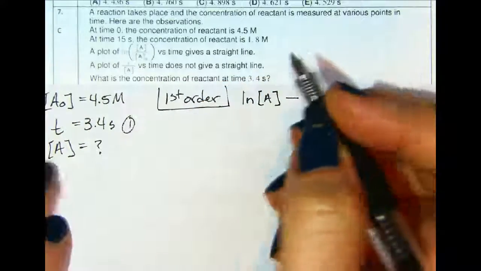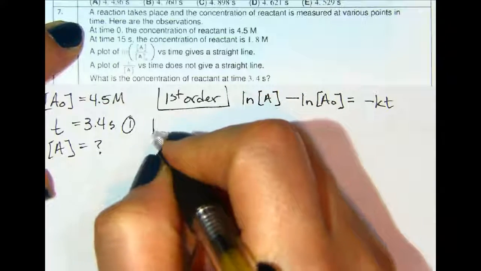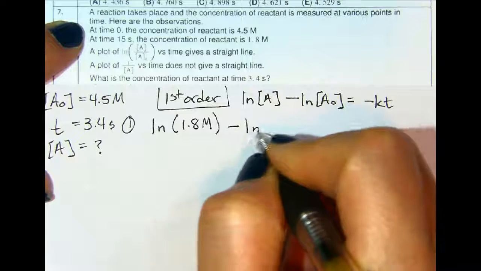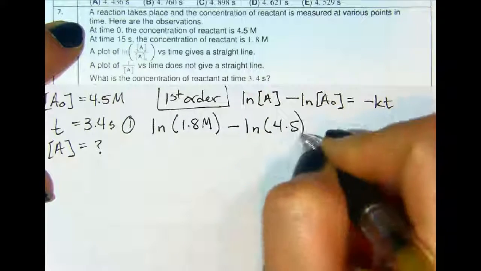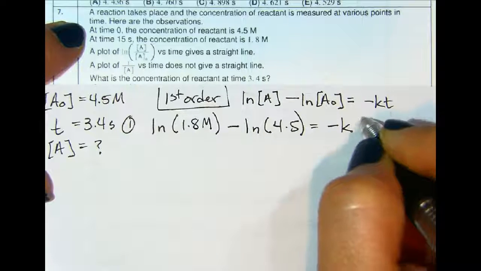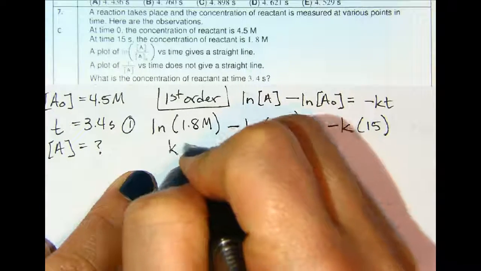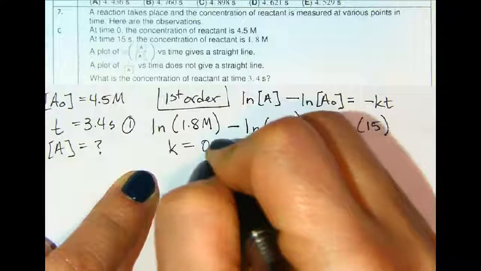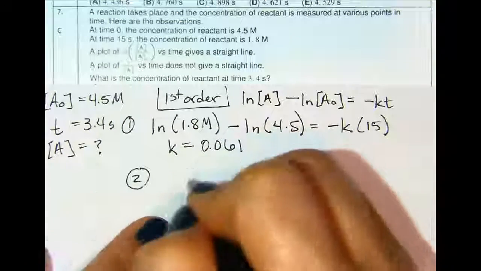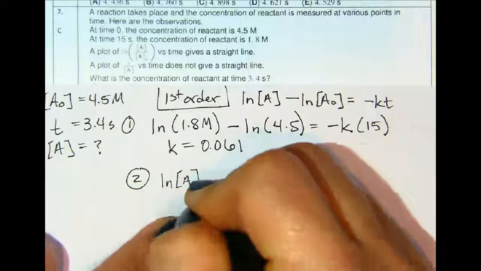So the first step is going to be to plug in these values. So the natural log of 1.8 molar minus the natural log of 4.5 molar equals negative K, which is what I'm trying to solve for, times the time of 15 seconds. And so when we do this math, we get a K equal to 0.061. Now I can take this K and use it in this equation to solve for the concentration of A.